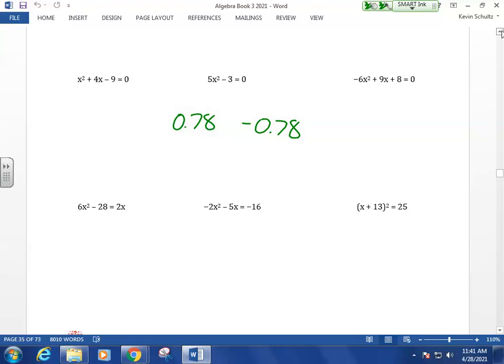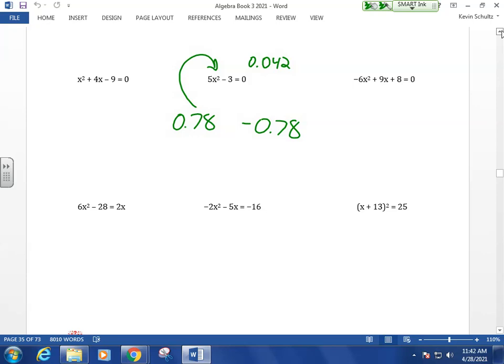Julia? Yes, you'd plug them each into the equation separately because they're 2 different values for x, and your equation should equal 0. Now, if you try this and you plug in 0.78 for x, 5 times 0.78 squared minus 3, the answer I get is 0.042. Did I do it wrong?